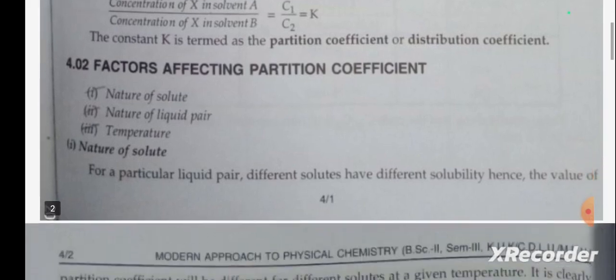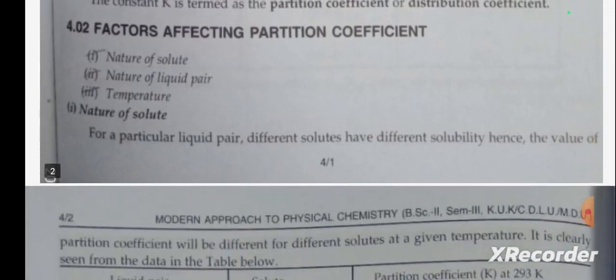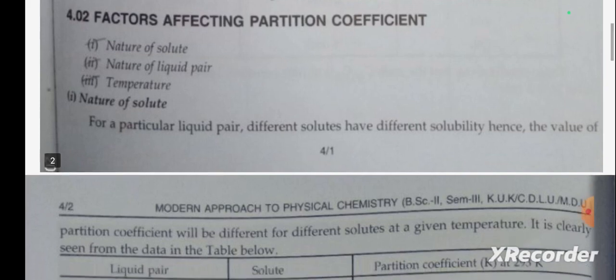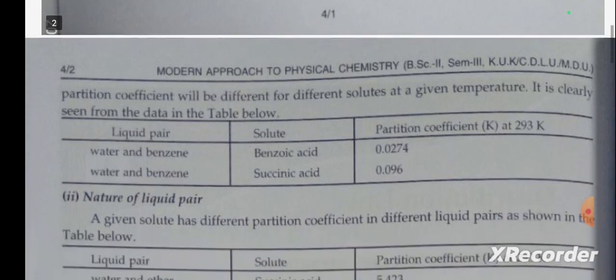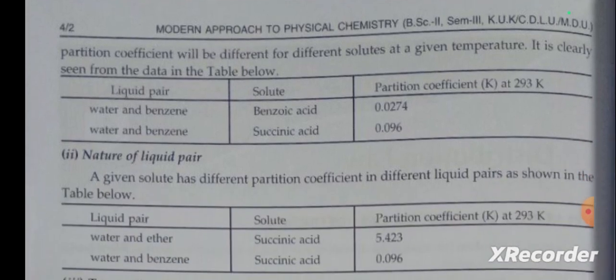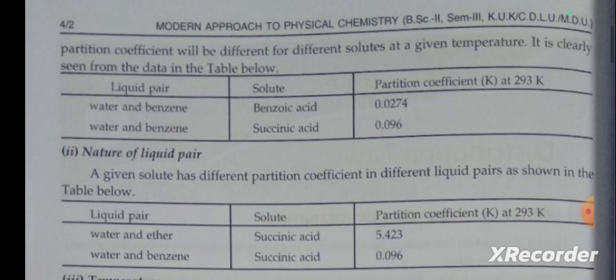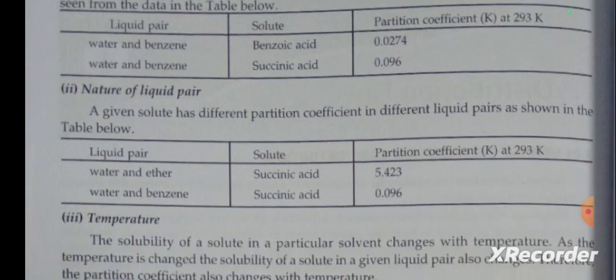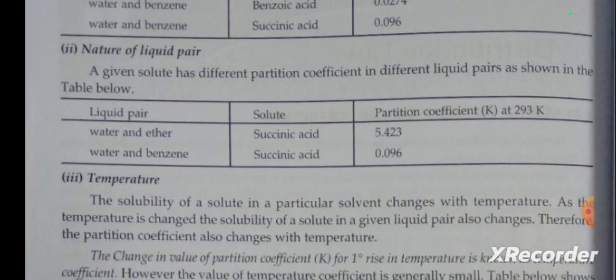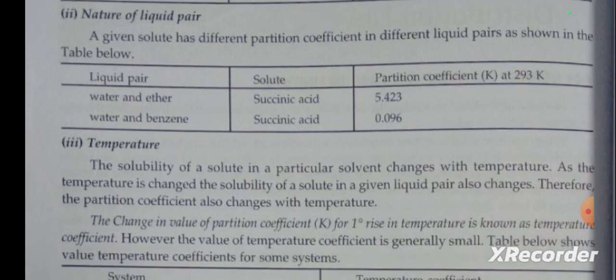Factors affecting partition coefficient: nature of solute, nature of liquid pair, temperature. Nature of solute: for a particular liquid pair, the different solutes have different solubility, hence the value of partition coefficient will be different for different solutes at a given temperature. It is clearly seen from the data given below. Water and benzene, benzoic acid; water and benzene, succinic acid: 0.0274 and 0.096. Nature of liquid pair: a given solute has different partition coefficient in different liquid pairs as shown in the table below. Water and ether, succinic acid 5.423; water and benzene, succinic acid 0.096.